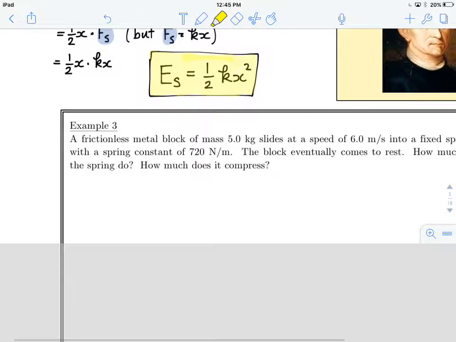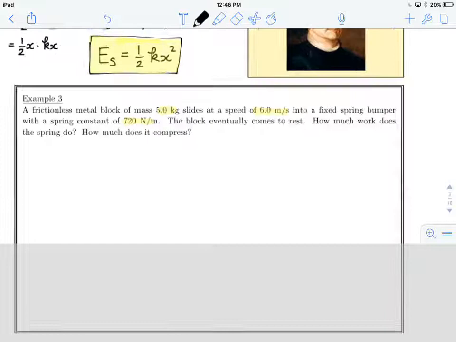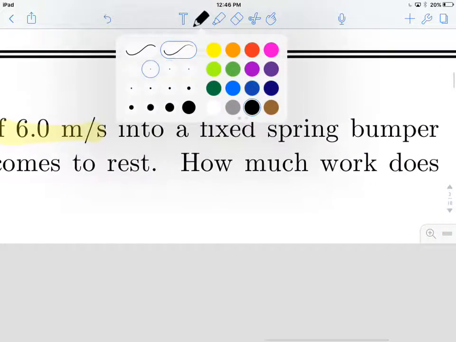One final example. A frictionless metal block of mass 5.0 kilograms slides at a speed of 6 meters per second into a fixed spring bumper with a spring constant of 720 newtons per meter. The block eventually comes to rest. How much work does the spring do, and how much does it compress? Okay. So what we've got is a situation where a spring is removing kinetic energy from the system. Okay, so let's make a note about this first.